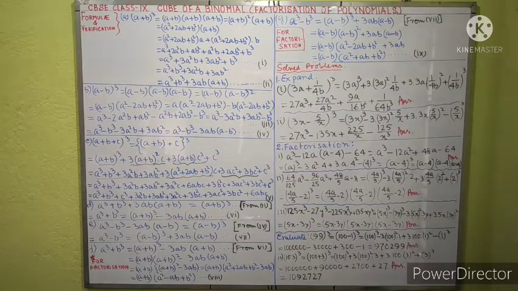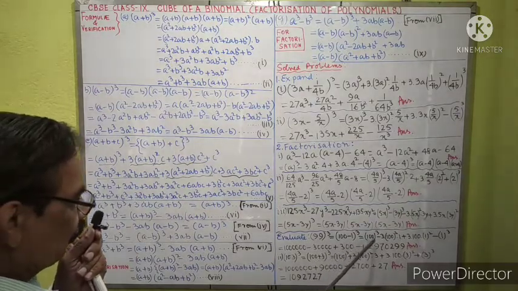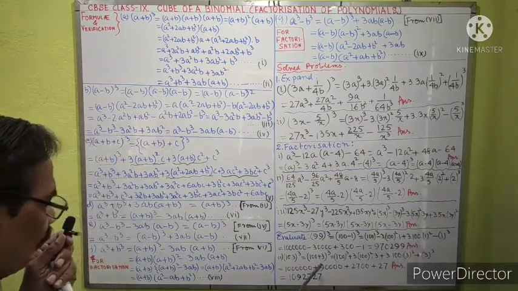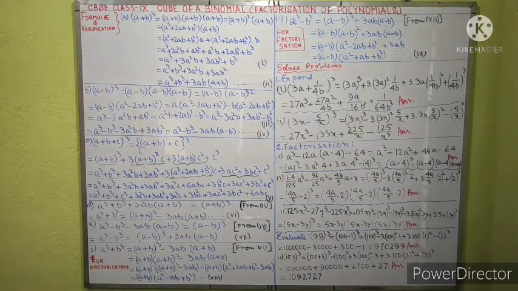Next, evaluate 99 cube. 99 equals 100 minus 1, so 99 cube equals (100 minus 1) whole cube. It is done according to the minus formula: a cube minus 3a square b plus 3ab square minus b cube. So calculating this, we are getting 970299.